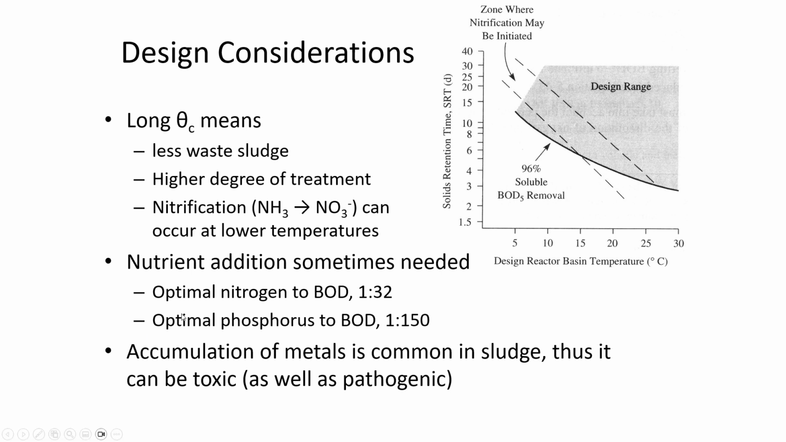Metals can accumulate in the sludge, and that's toxic. That's why we're not able to use the sludge for land application in Huntington. They talked about how the metals are too high to be able to use it, like in people's gardens, as an opportunity for recycling those nutrients.